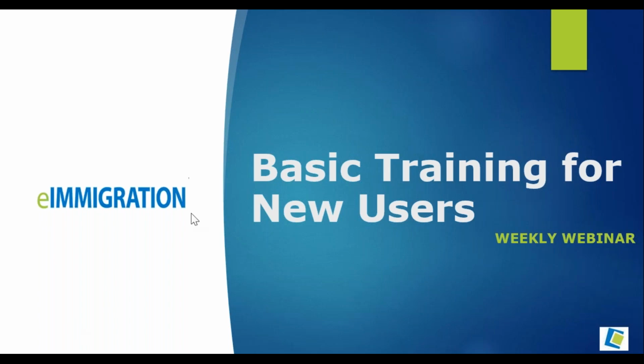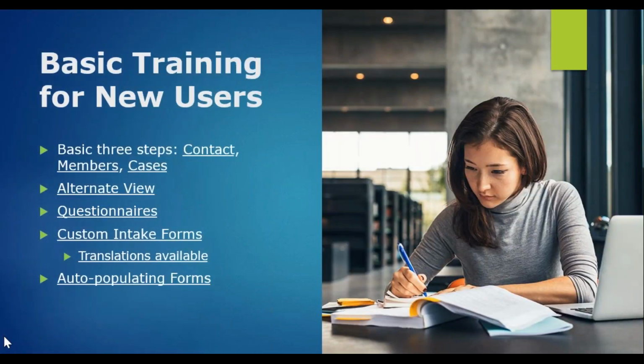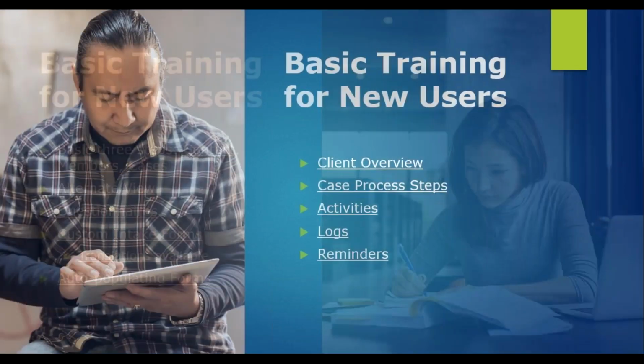All right, so let's get started. Today's basic training, we're going to cover the basic 3 steps: how to create a contact, how to link members, and how to create cases. We're going to start with that and show you what the alternate view is, how to use the questionnaires and how to create your own, how to add translations, and then, of course, once you gather the data from your clients, how to auto-populate your forms.